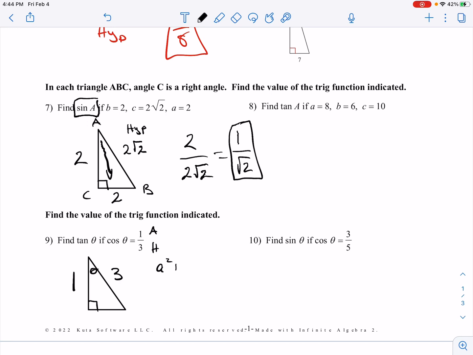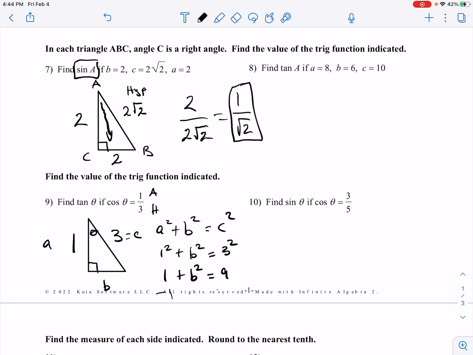A squared plus b squared equals c squared. A and b are the two sides that make the right angle. C is always the hypotenuse. So 1 squared plus b squared equals 3 squared. 1 plus something squared equals 9. I take away 1 on both sides, so b squared equals 8. b is the square root of 8.